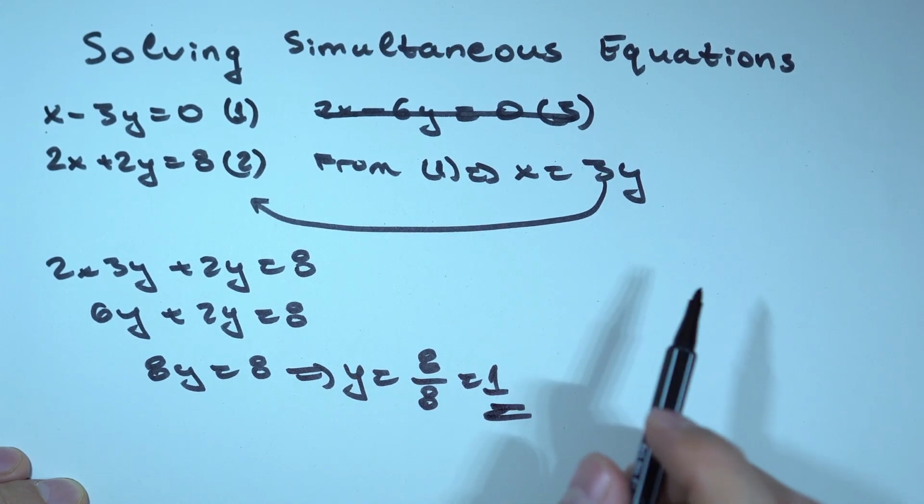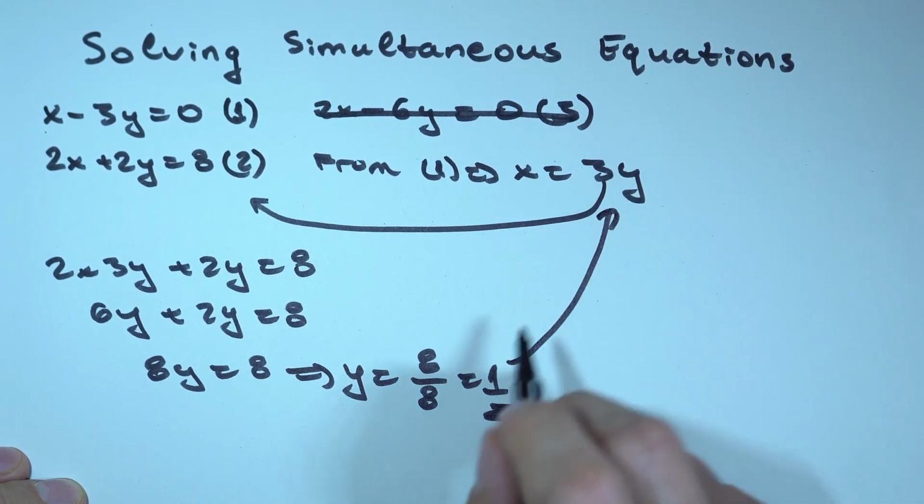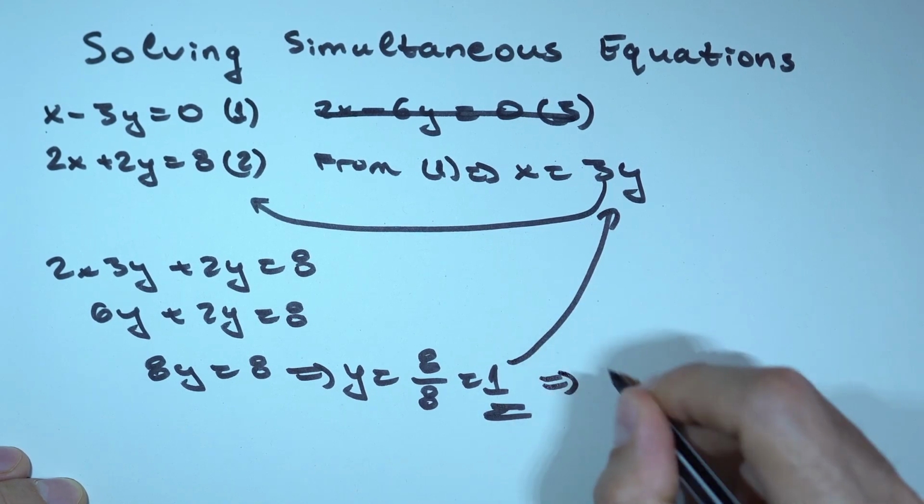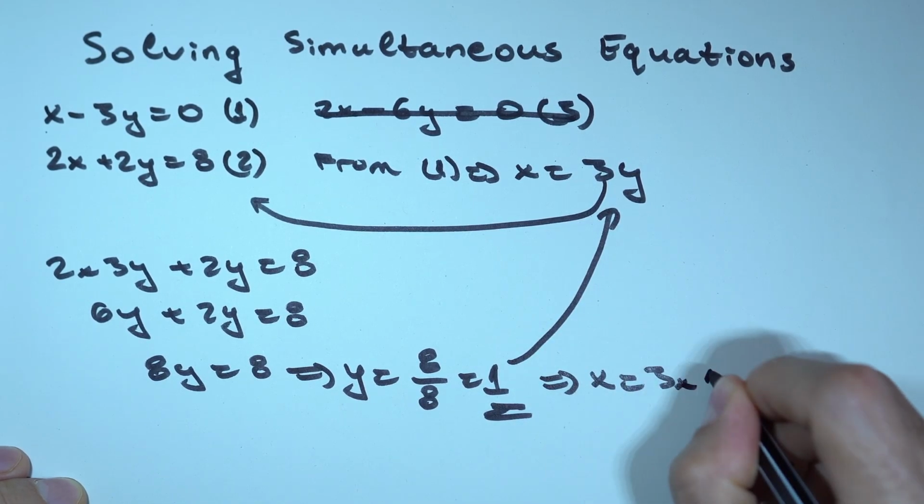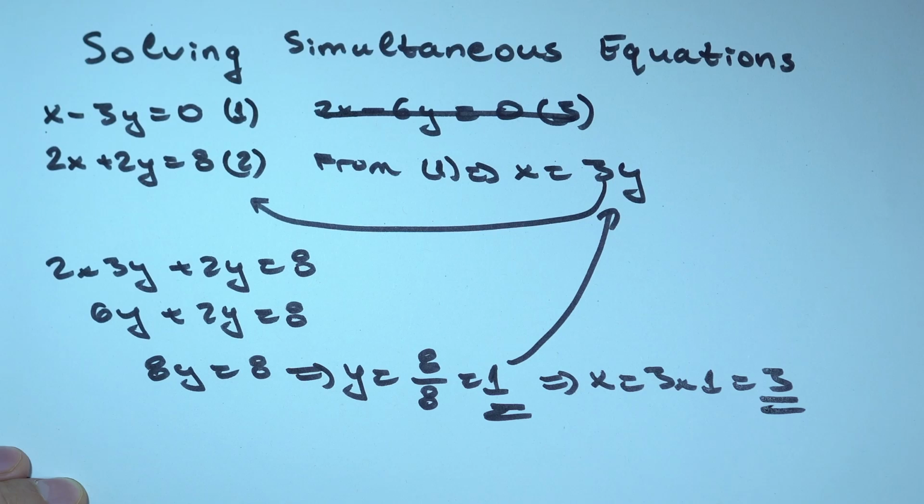And now we can go to this equation and solve it for x, which means that x equals 3 times 1, which is 3. And this is our answer. X equals 3 and y equals 1. Let's solve another problem.